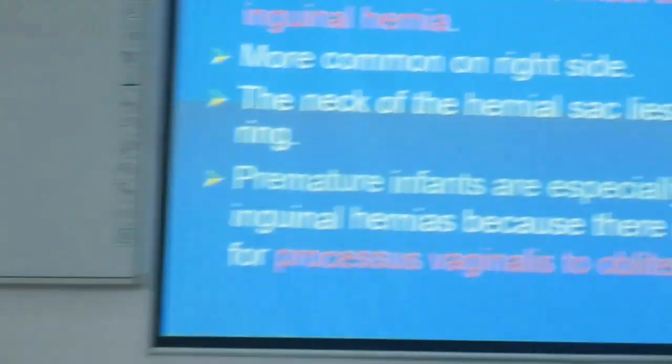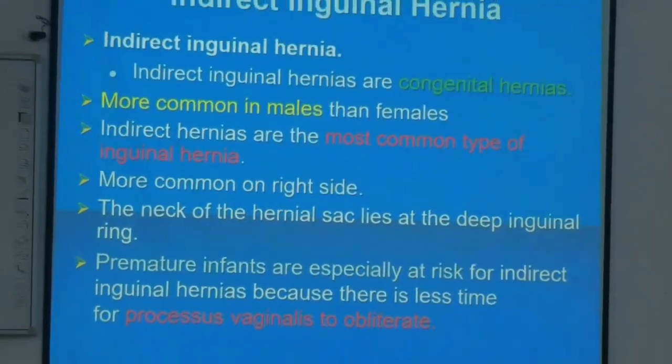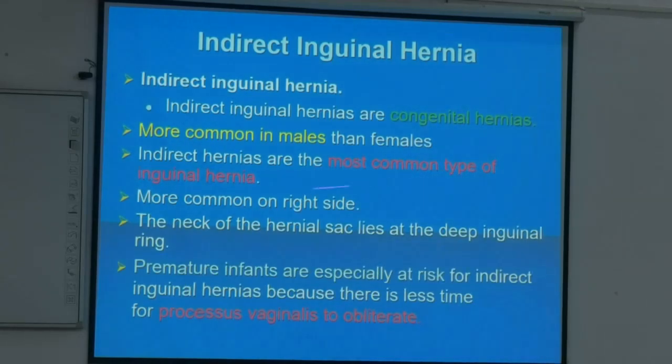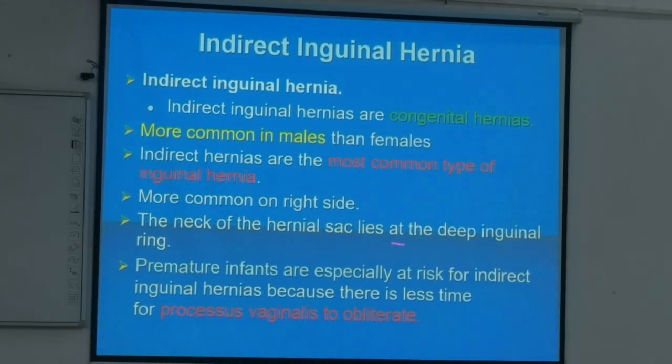Next, indirect inguinal hernias are mainly congenital hernia. That means they are present from birth. More common in males than in females. Indirect hernias are the most common type of inguinal hernia and more common on the right side. The neck of the hernial sac lies at the deep inguinal ring.